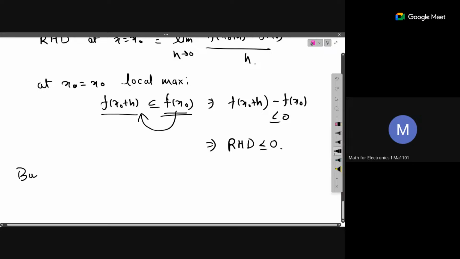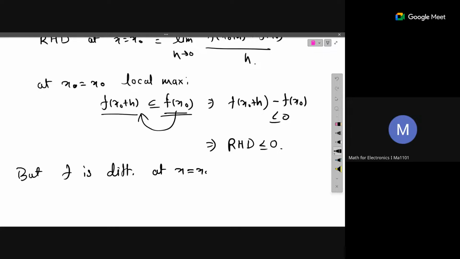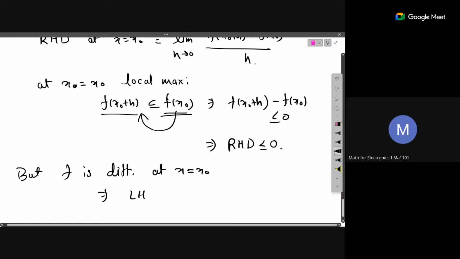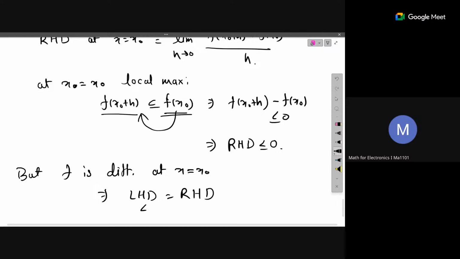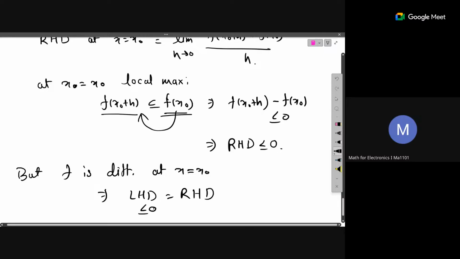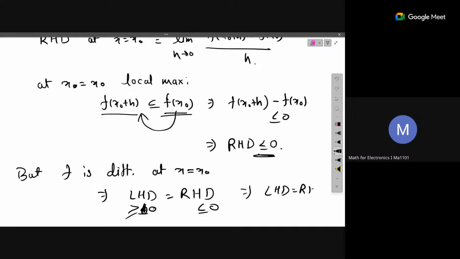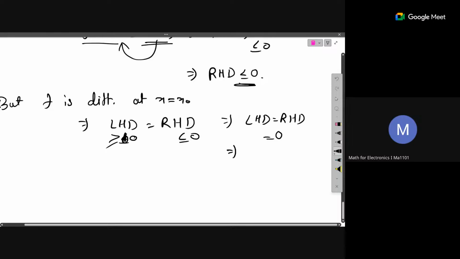But since it's given to us that f is differentiable at x equals x naught, what does it mean? It means that the left hand derivative should be equal to the right hand derivative. The left hand derivative is greater than or equal to 0, and the right hand derivative is less than or equal to 0. So it simply implies that the left hand derivative equals the right hand derivative equals 0. So ultimately, we get that f dash at x naught is equal to 0.